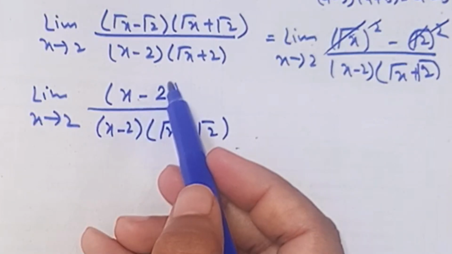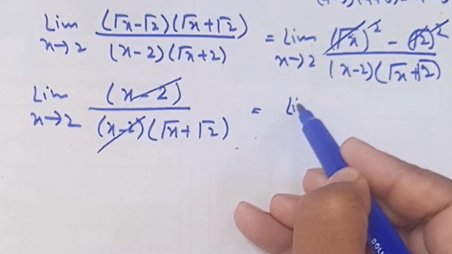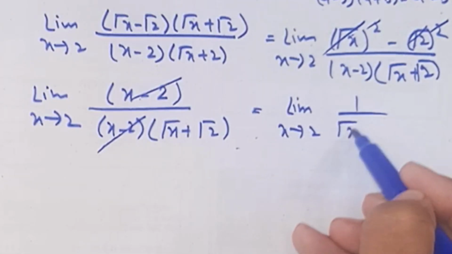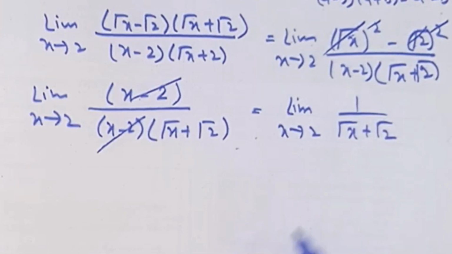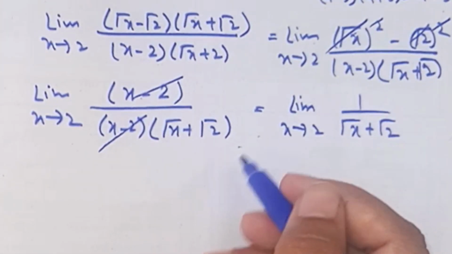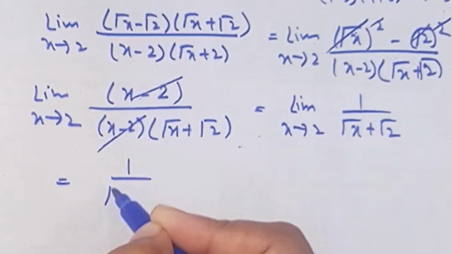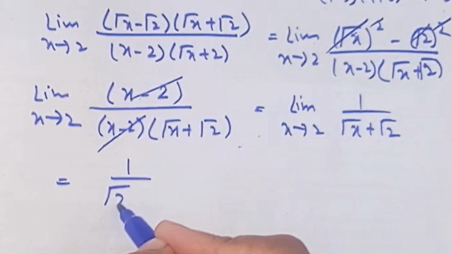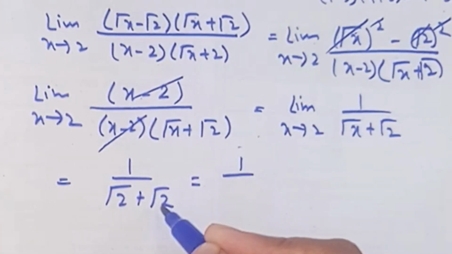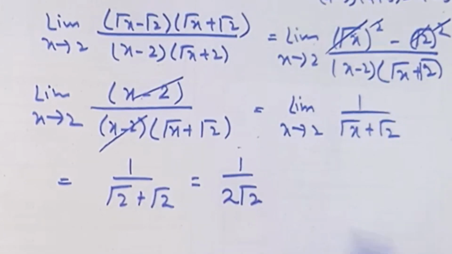Now this x minus 2 and x minus 2 will cancel, we just get the limit as x approaches 2 of 1 over (square root x plus square root 2). Now we apply the limit on this function. So this will become 1 over, with x approaching 2, we write square root 2 plus square root 2. And this will become 1 over 2 times square root 2. So this is the limit of our function.